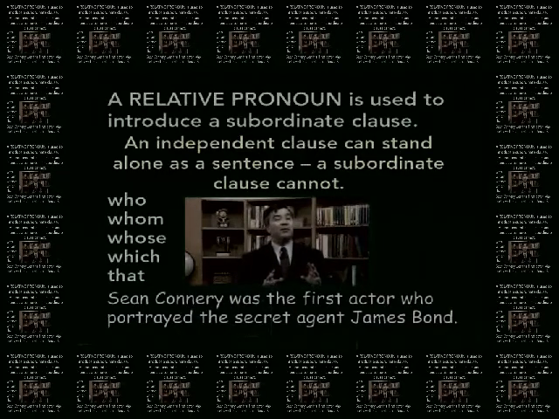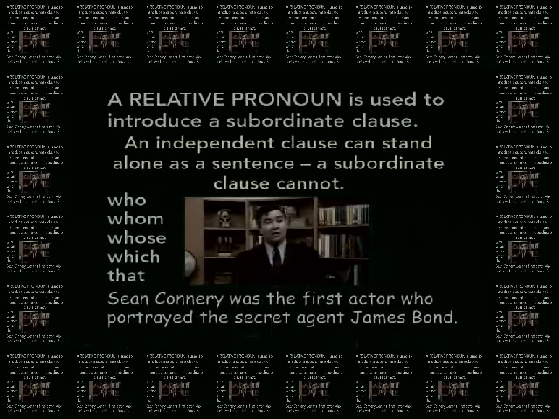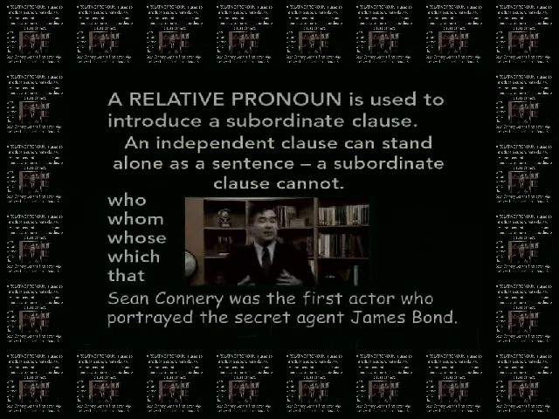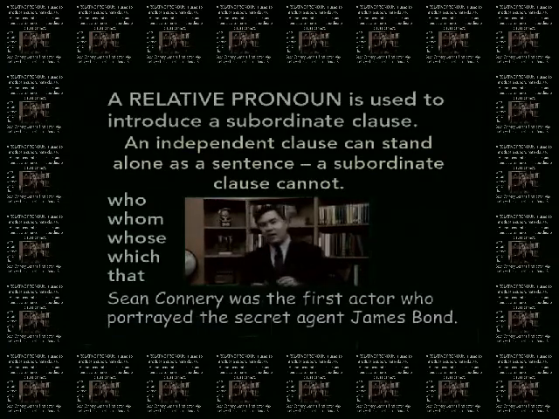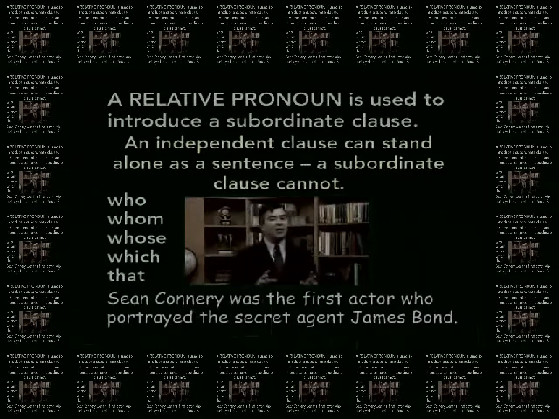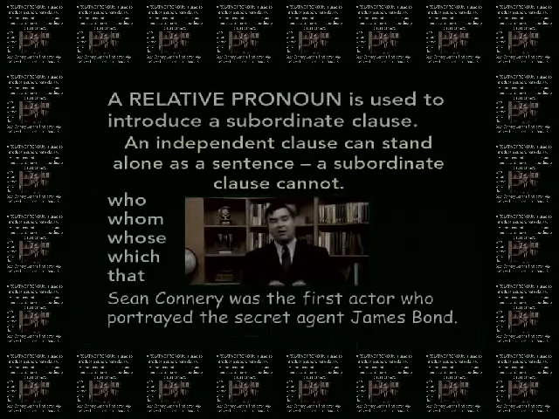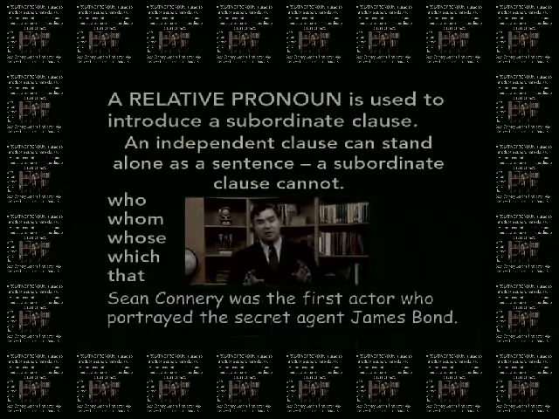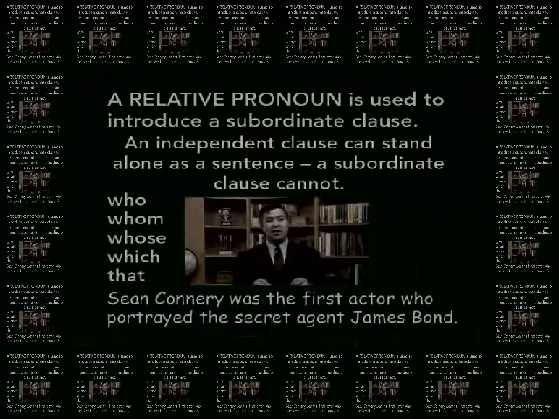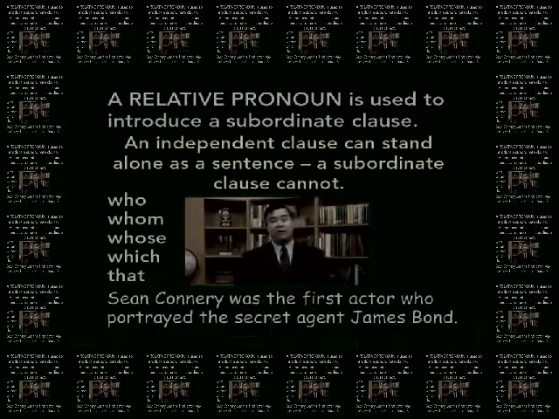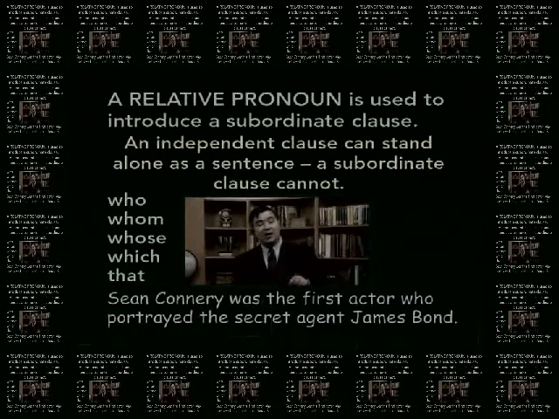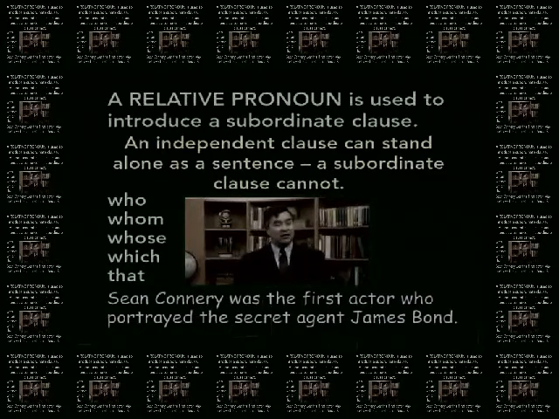Sean Connery was the first actor, is what the independent clause tells us, and the subordinate clause tells us exactly what kind of actor he was. He was the actor who portrayed the secret agent James Bond. So the entire subordinate clause, introduced by the relative pronoun who, relates back to the noun actor.